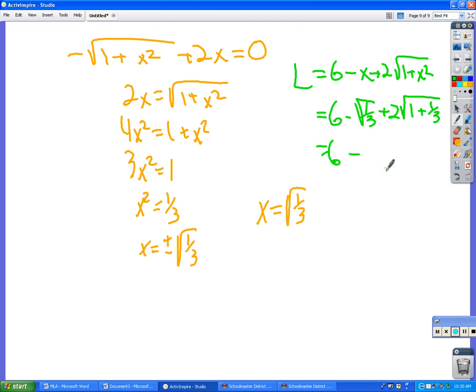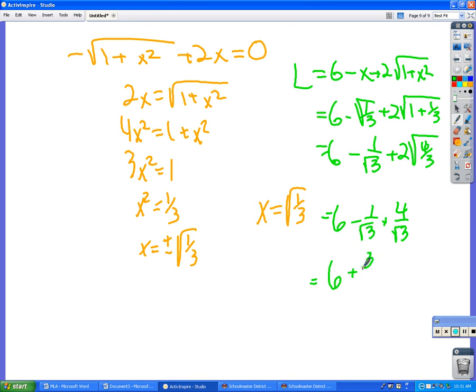6 minus, like Austin said, we'll make this 1 over root 3 plus 2 times, what's 1 plus 1/3? 1 1/3, or 4/3. So the square root of 4/3 is 2 over root 3, right? And then we'll multiply that by 2, so that's going to give me 4 over root 3. So negative 1 over root 3 plus 4 over root 3 is going to be 6 plus 3 over root 3, which is the amount of cable that we need.